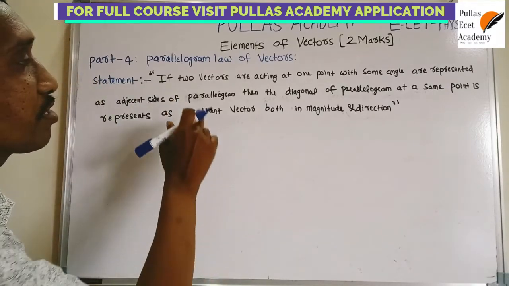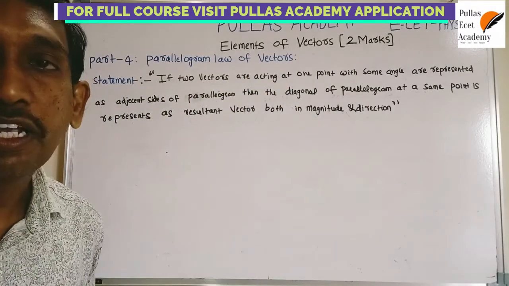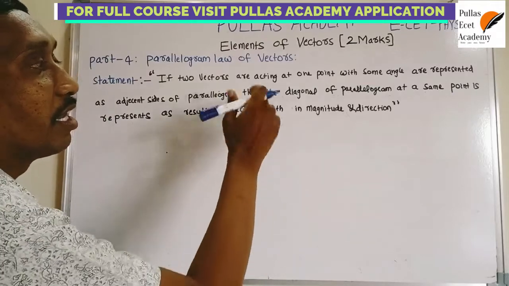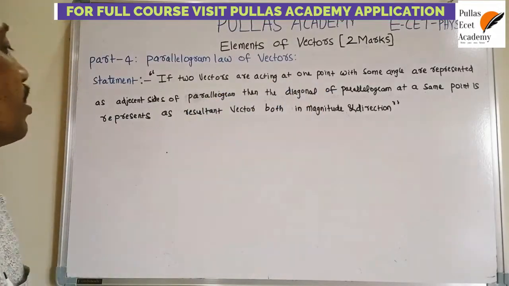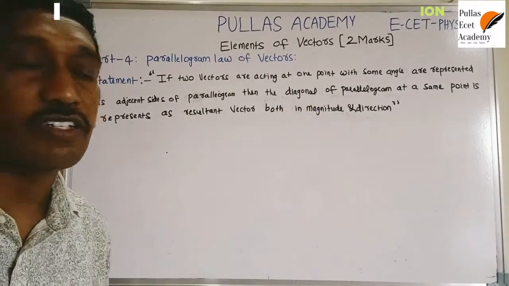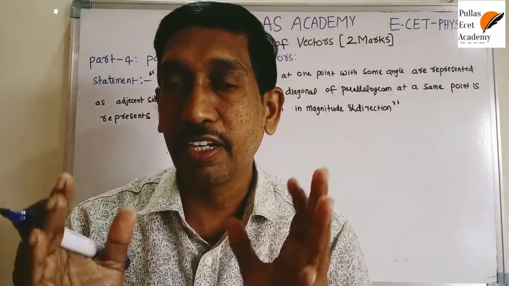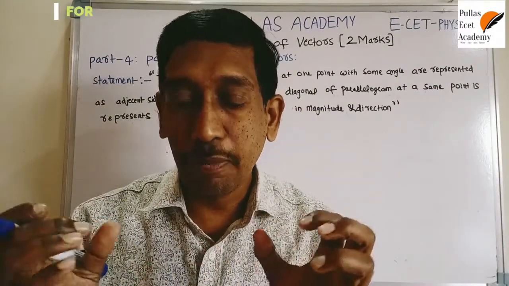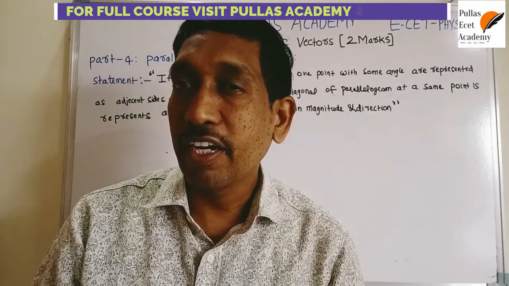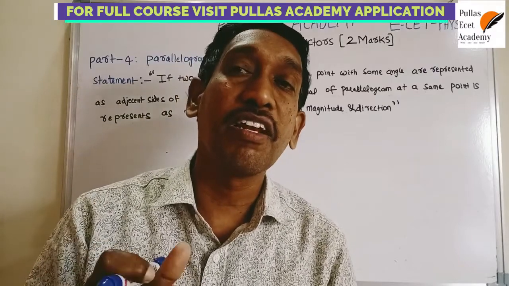What is the statement here? According to the statement, if two vectors are acting at one point with some angle in a plane, these are represented as adjacent sides of a parallelogram. Then at the same point, the diagonal of the parallelogram is represented as the resultant of these two vectors, both in magnitude and direction. That is the statement. That means if you consider two vectors acting at one point with some angle in a plane, represented as adjacent sides of a parallelogram, then at the same point where the two vectors are acting, imagine the diagonal of that same parallelogram. The diagonal represents the resultant of these two vectors.